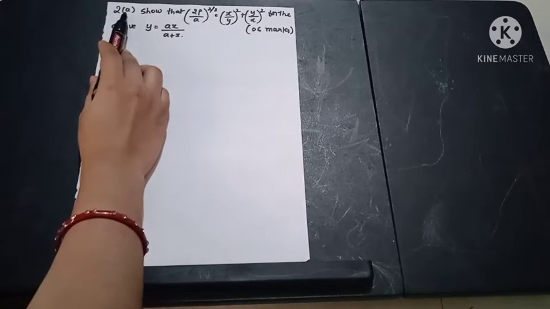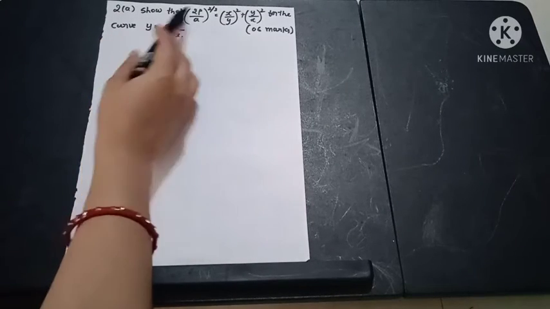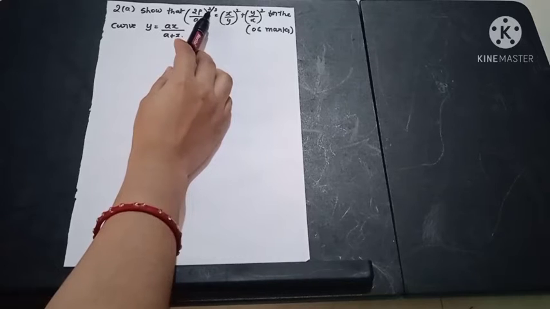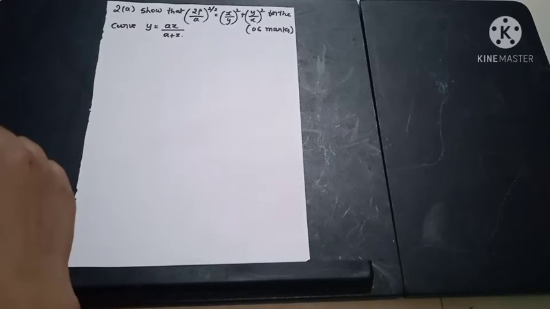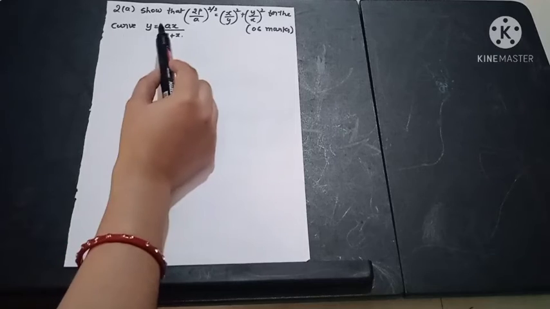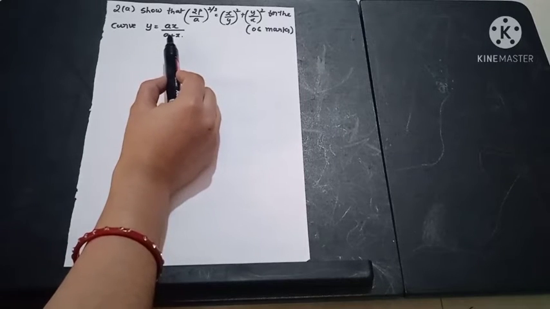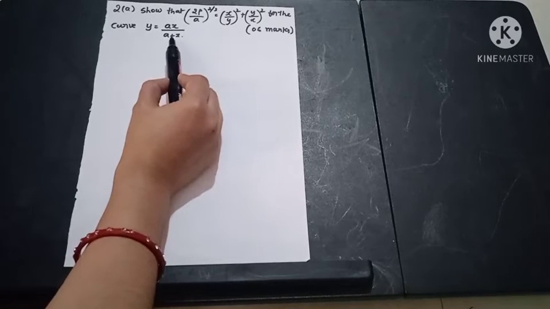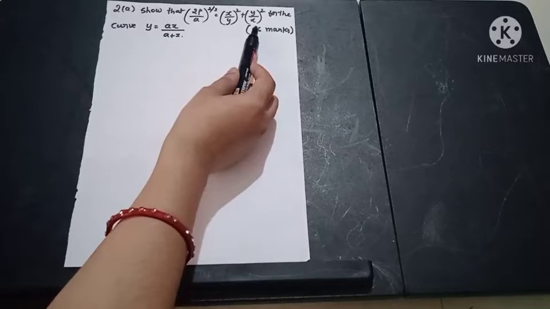So 2a question is, show that 2 rho by a whole to the power of 2 by 3 equals x by y whole square plus y by x whole square, for this curve y is equal to ax divided by a plus x. So this question carries 6 marks.